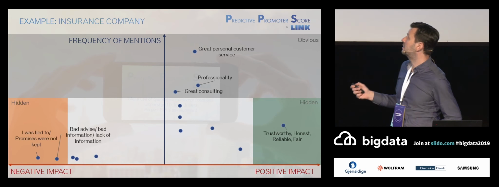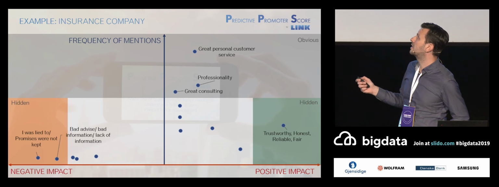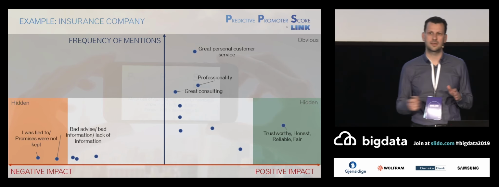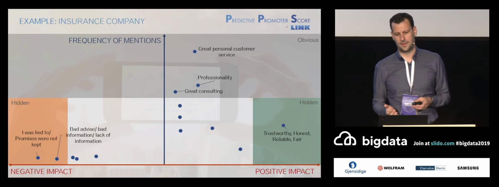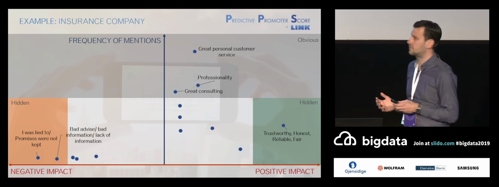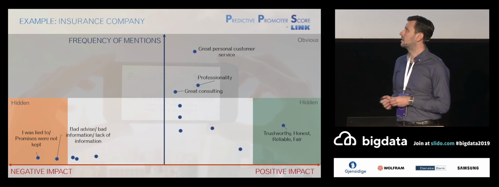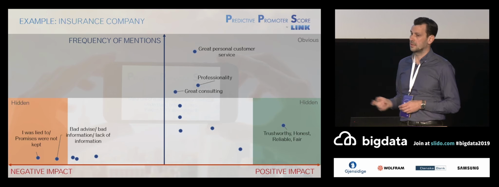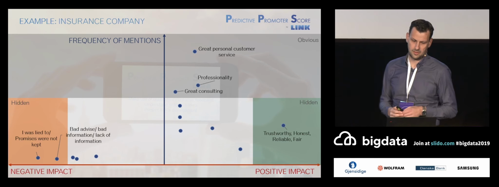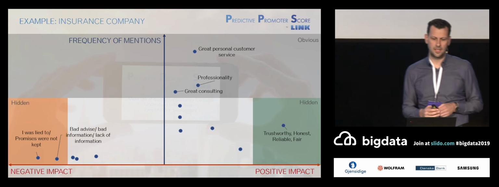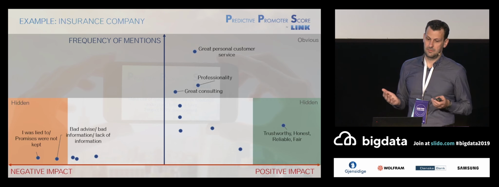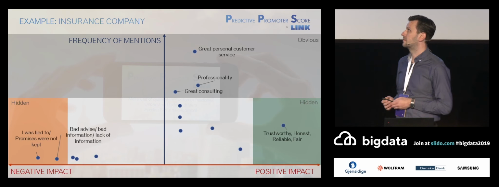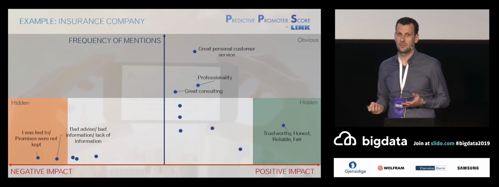And for example, when you just look at this axis, you see great personal customer service is very important. Many customers say that the service is good. They have positive connotations about that. Also, many say that the company is really professional and that advisors do a great job because it's great consulting. And of course, these facts are important. They wouldn't have been mentioned so often if they weren't.